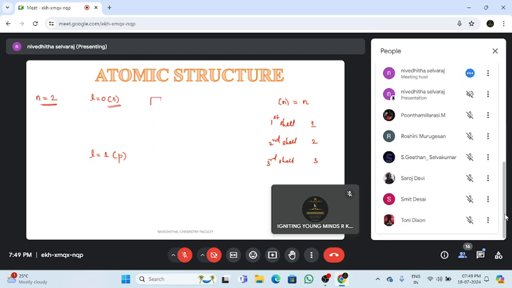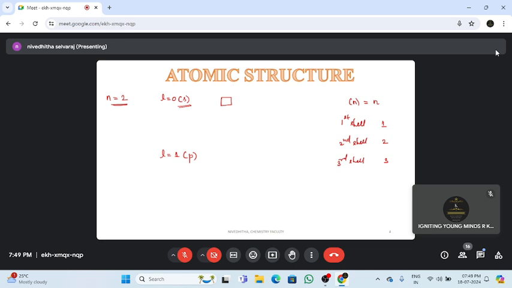Only one, right? How to calculate number of orbitals in a given subshell? Write down the formula. Number of orbitals in a given subshell, in bracket write it as small l, is equal to 2l plus 1. This formula will give you the number of orbitals in a given subshell. So here L is equal to 0. In the subshell, how many orbitals will be there? The formula is 2L plus 1. Here L is equal to 0. So 0 into 2 is 0. 0 plus 1 is 1. Only one orbital will be there.